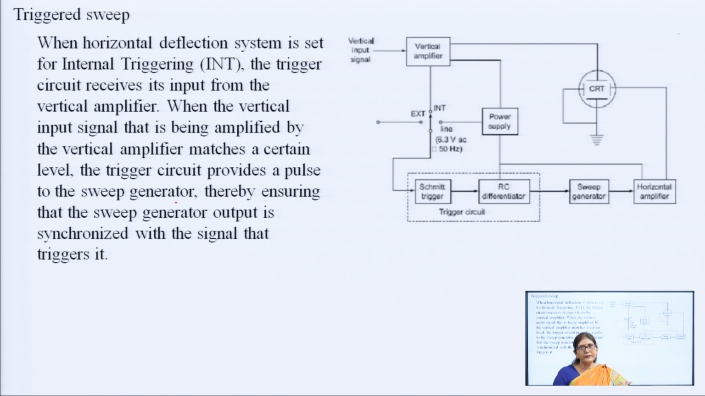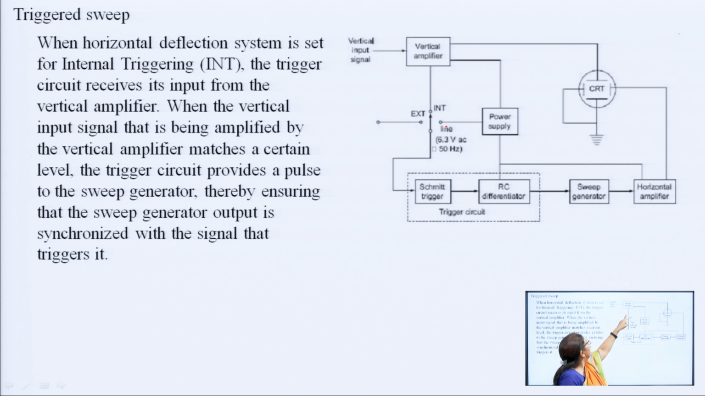When it is in the external mode, it means we can apply external triggering pulses for the operation of this circuit, and we can also connect it with the line frequency. So, if low frequency signals are to be measured, we can put this Schmitt trigger at the line position, and it is connected to the power supply.